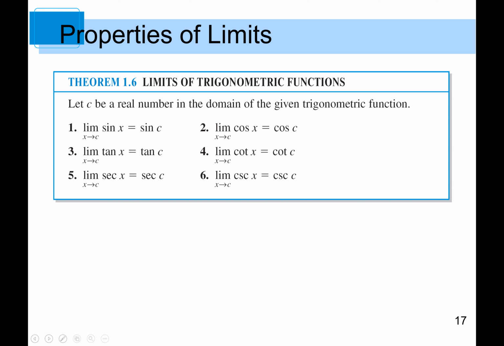Limit of trigonometric functions. Let c be a real number in the domain of the given trigonometric functions. So the limit of sine of x as x approaches c becomes sine of c, because sine is a continuous function. The limit of cosine x as x approaches c becomes cosine c. The limit of tangent x becomes tangent c. The limit of cotangent x becomes cotangent c. The limit of secant x becomes secant c. The limit of cosecant x becomes cosecant c.